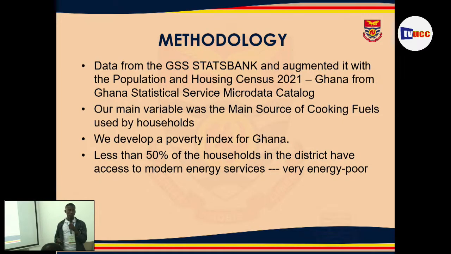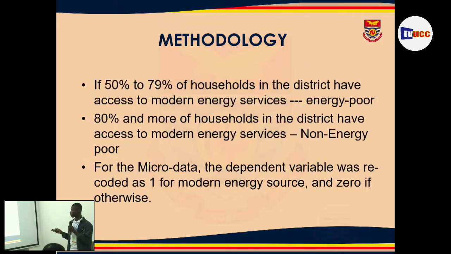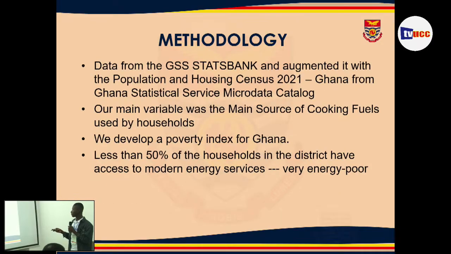For our methodology, we employed data from the GSS StatsBank, and we also augmented that with the Ghana population and housing census microdata, the 10% microdata. Our main variable was the main source of cooking fuel used by households. So whether it is electricity, LPG, wood, biogas, cooking gels, and the rest. Now we developed our index.